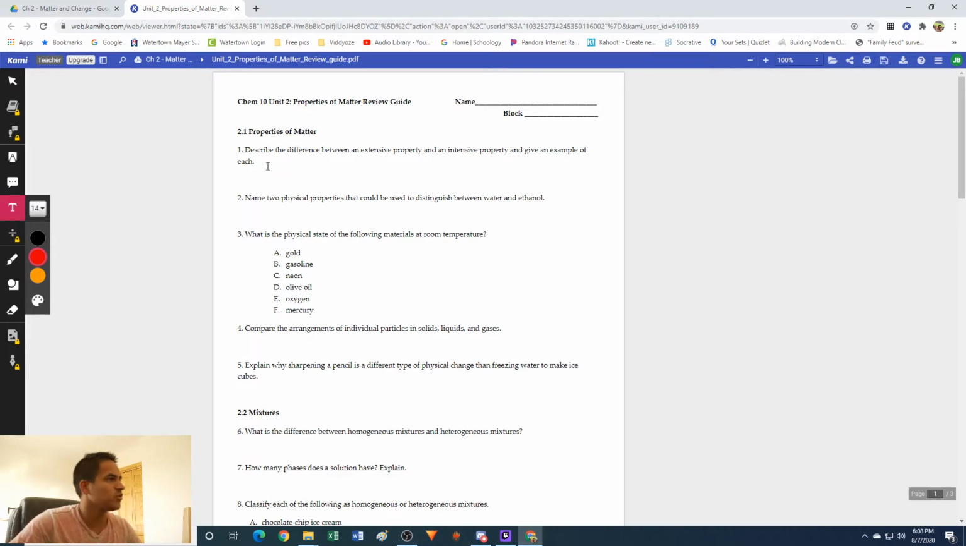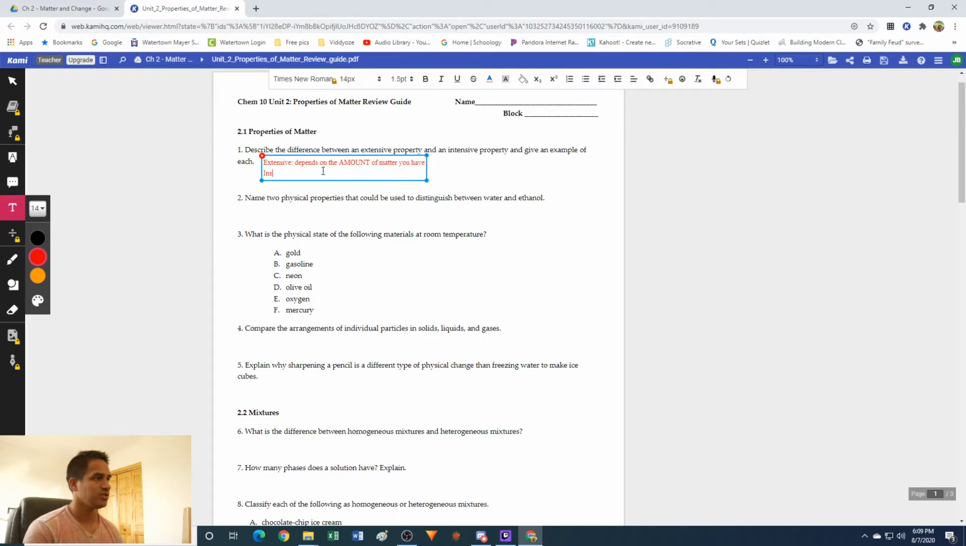So here we go. Number one, describe the difference between an extensive property and an intensive property and give an example of each. So remember, the extensive properties are dependent on the amount of matter you have in a sample, and intensive properties are dependent on the type of matter you have in a sample. So we're going to write that down real quick, and then we'll go over some examples. So extensive depends on the amount of matter you have. Intensive depends on the type of matter you have.